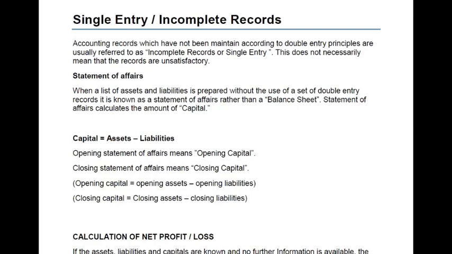The topic of the day is single entry, also known as incomplete records. Now, what does single entry mean? Single entry means that we need to make accounts, but we do not have proper double entry records available. Now, why is that so? Why do we not have double entry records? There may be two reasons for that.